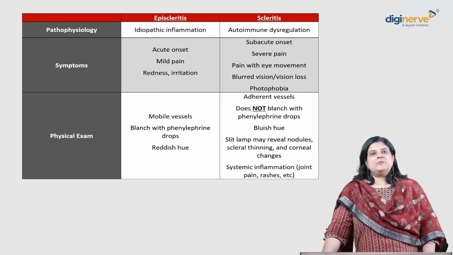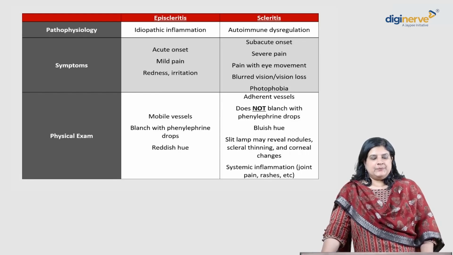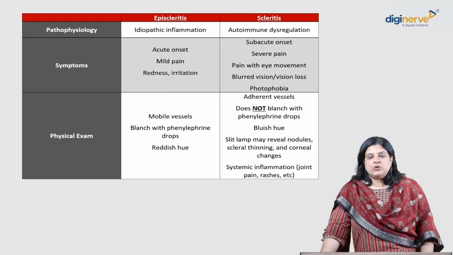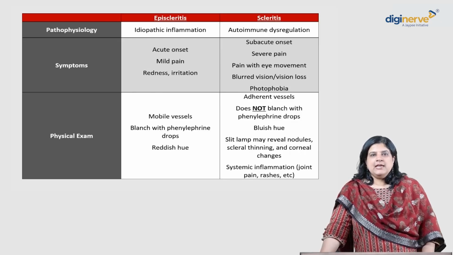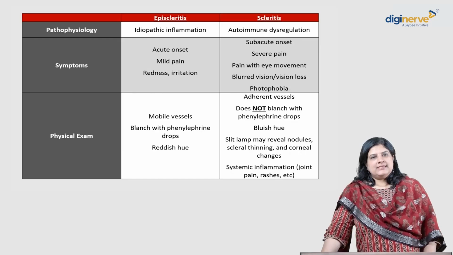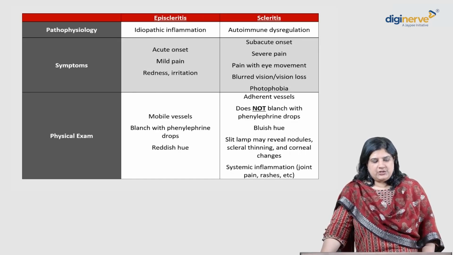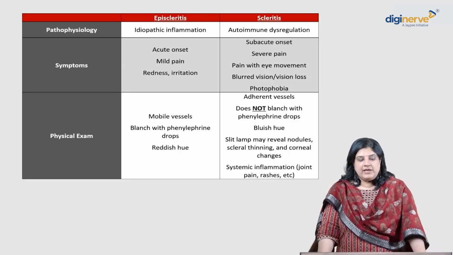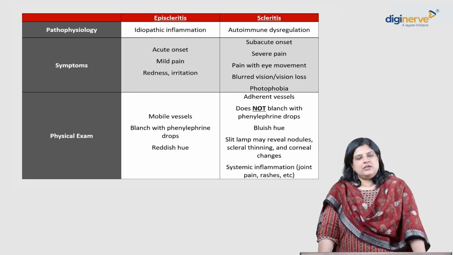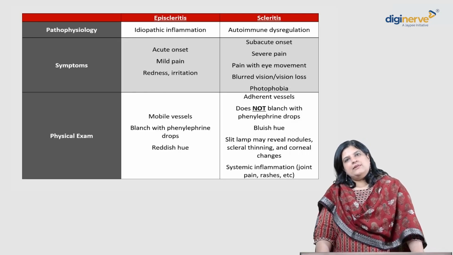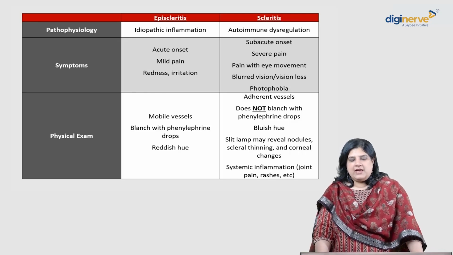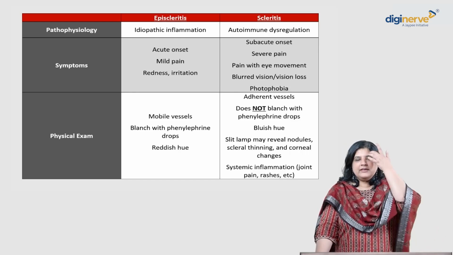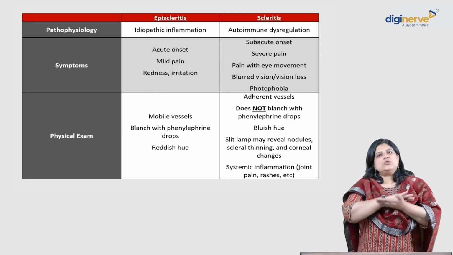Let's look at the differences between episcleritis and scleritis. Episcleritis is an idiopathic inflammation, while scleritis is an autoimmune dysregulation. Episcleritis is acute in onset, has mild pain, redness and irritation. If you examine, the conjunctival vessels are mobile, they blanch with phenylephrine, and there is a reddish pinkish hue. Scleritis, on the other hand, leads to severe pain. There is pain with eye movements, there is blurred vision, the blood vessels are adherent, they do not blanch with phenylephrine, and there is a sort of bluish hue.